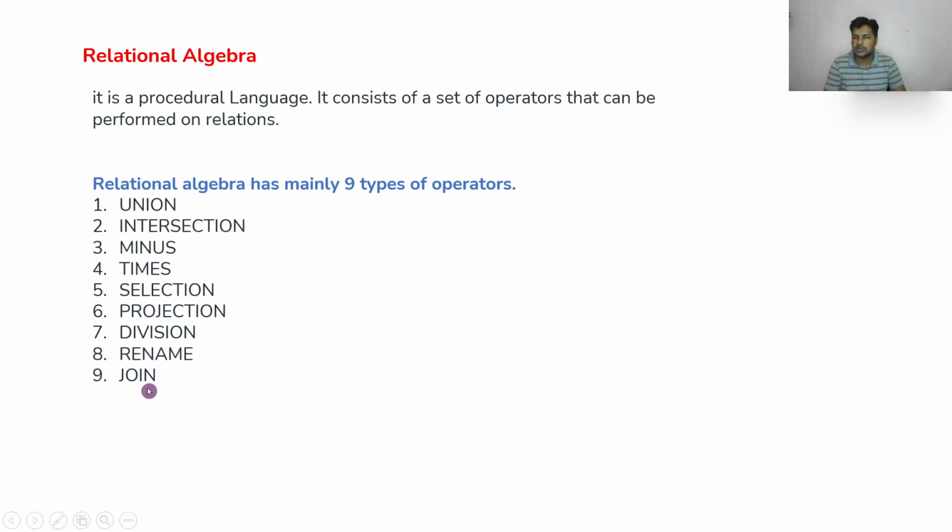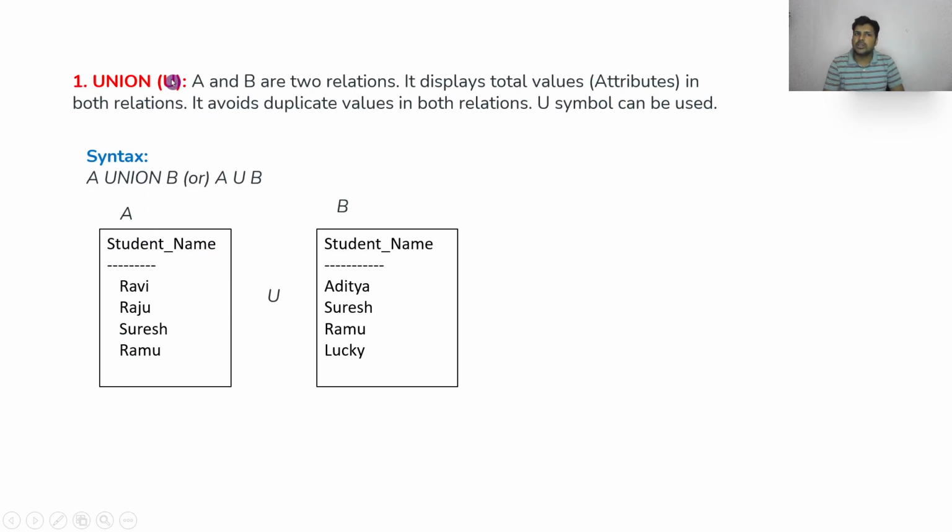They are relational algebra operations. Let us start first with union. We have done sets in school maths, where we used Venn diagrams, and in Venn diagrams we used union and intersection, right? You can see here there is a table A and a table B. A and B are two relations. Again, we call a table a relation. Union displays all the values in both relations.